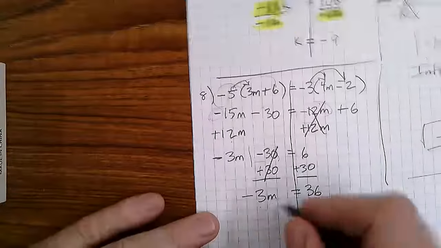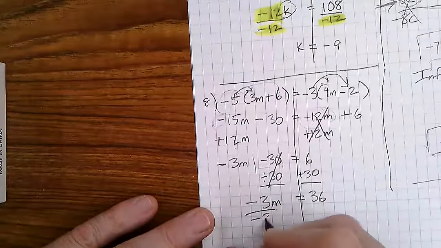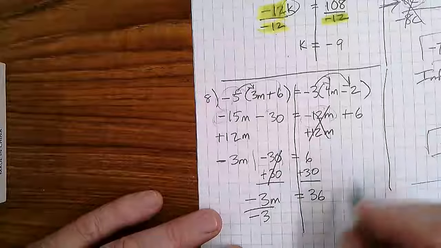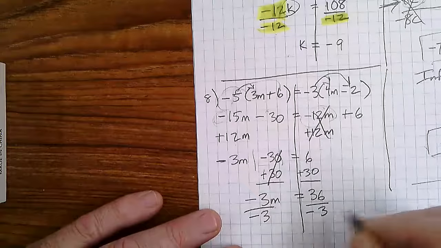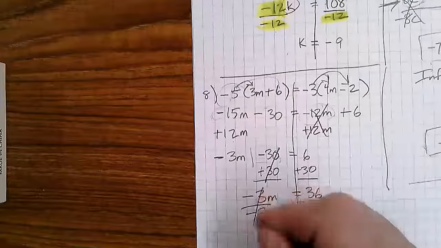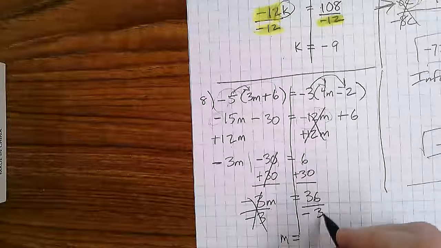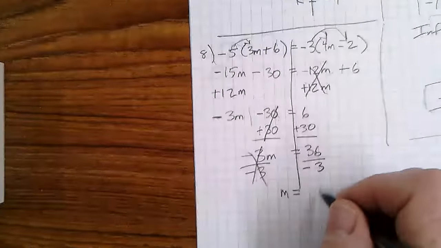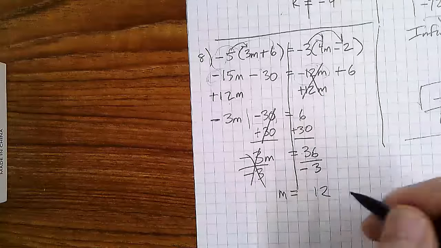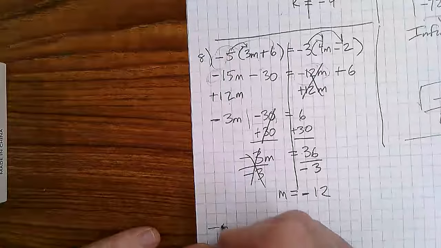And this means that -3 groups of m equals +36. So I just got to figure out what one positive group of m is. And I figured that out by dividing both sides by the coefficient, which is -3. All right, now that cancels out nicely. You get m. 36 divided by 3 gives you 12. And then a positive divided by negative gives you a negative. And then I'll put my work in.